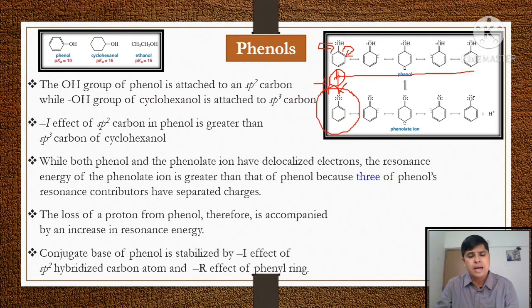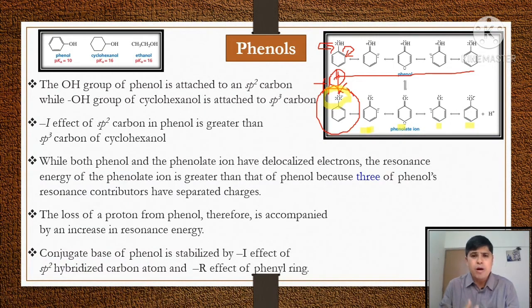It can be stabilized. The negative charge of this oxygen atom can be delocalized over an aromatic ring. Okay, it can be delocalized over what? Aromatic ring. So what will we get? We will get such type of resonating structures: resonating structure 1, resonating structure 2, resonating structure 3, and resonating structure 4. So in this way, this negative charge can be stabilized into the pi cloud of the aromatic ring.